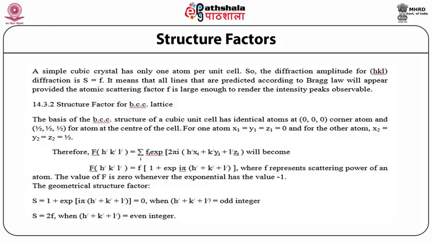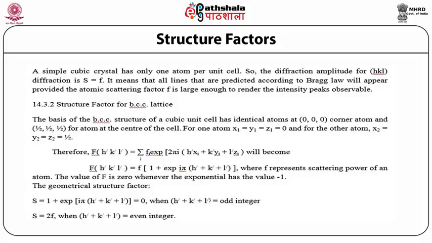The basis of BCC structure of a cubic unit cell has identical atoms at 0, 0, 0 for the corner atom and 1/2, 1/2, 1/2 for the atom at the center of the cell. For one atom, x1 = y1 = z1 = 0, and for the other atom, x2 = y2 = z2 = 1/2. Therefore, capital F(H', K', L') is equal to the summation over i of small f_i exponential of 2 pi i (H' x_i + K' y_i + L' z_i), which becomes F(H', K', L') = f [1 + exp(i pi (H' + K' + L'))], where small f represents the scattering power of an atom.